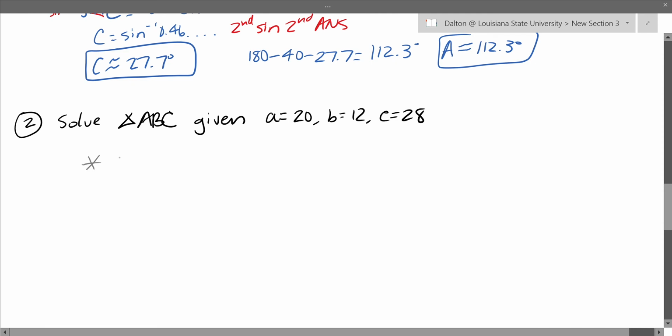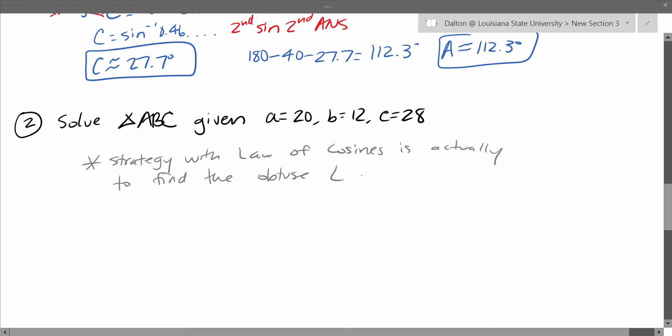Let's see, the strategy with the law of cosines is actually to find the obtuse angle first, if it exists. Right? It might not have one. Not every triangle has to have an obtuse angle, but if it's there, we want to find it.